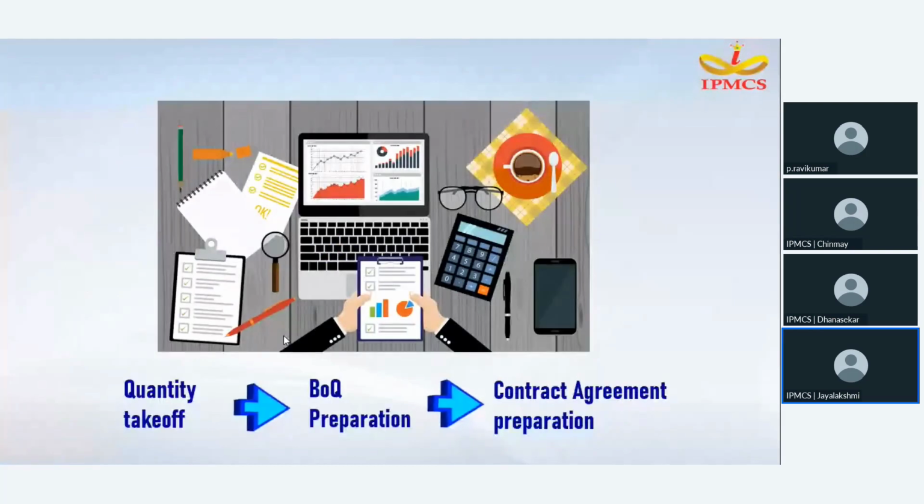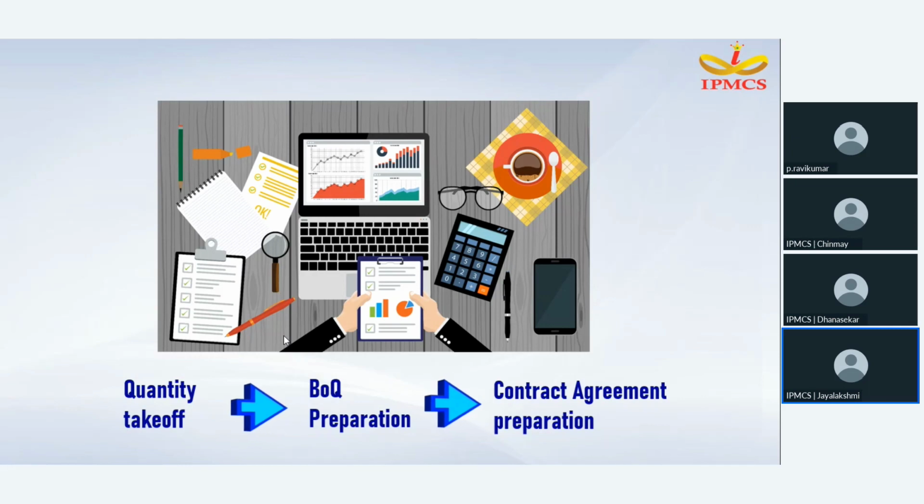The main aim of taking the quantity is preparation of the BOQ. The BOQ is the base document, which can be considered the primary document. It plays a main role from the initial estimation to the award of contract and throughout the execution of the project, as it acts as the bible of the construction.